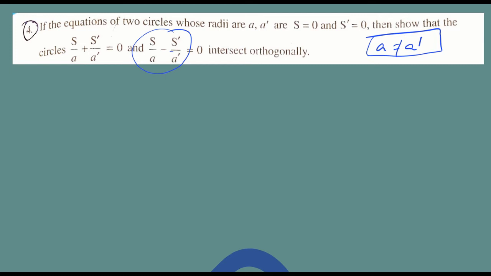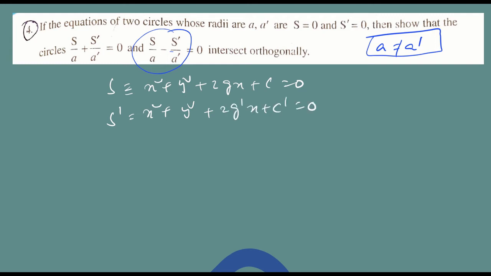So the equations will look like this. I'm taking S as x square plus y square plus 2gx plus c is equal to 0, and S dash as x square plus y square plus 2g dash x plus c dash equal to 0. Like that I'll take the circle equations. So you can see that our a is nothing but root of g square minus c, and a dash is root of g dash square minus c dash. Now let us go for the first circle.